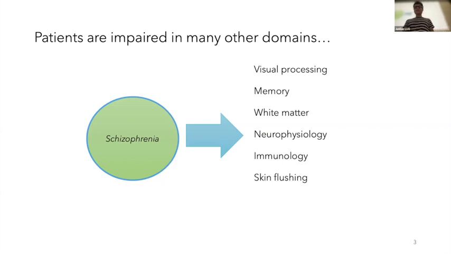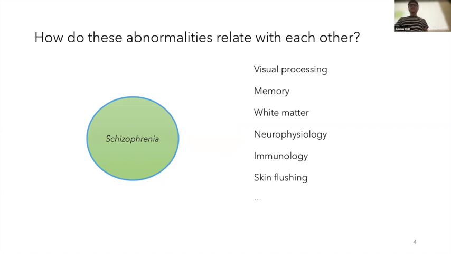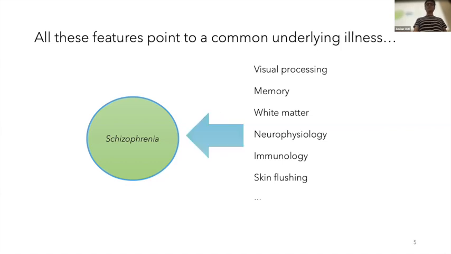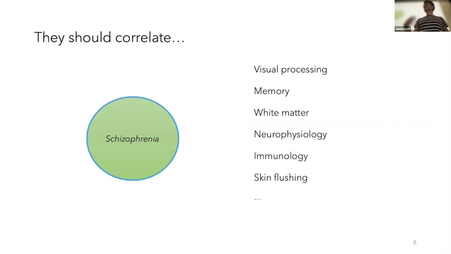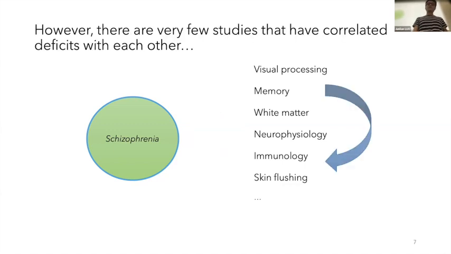So naturally, there comes the question, how do these abnormalities relate with each other? If you think about schizophrenia being the cause of all these impairments, then you would expect that there are statistical dependencies between these measures. And there are not many studies which have done that. Actually, there are very few studies that have asked this question, whether impairments, deficits are correlated with each other.